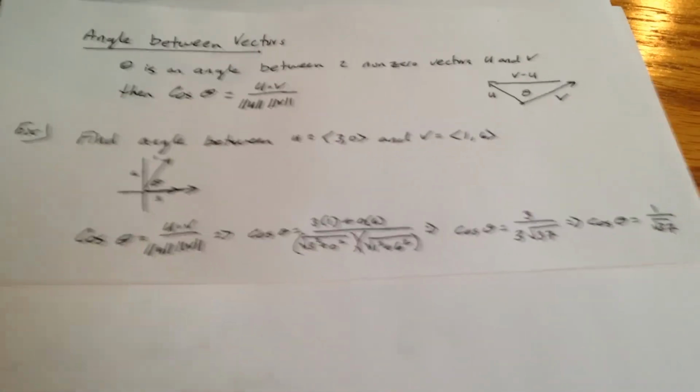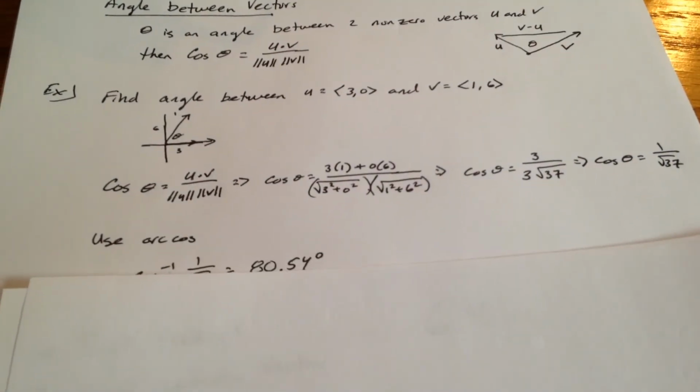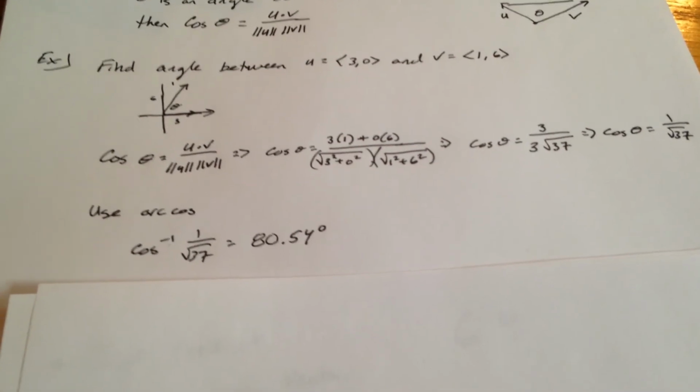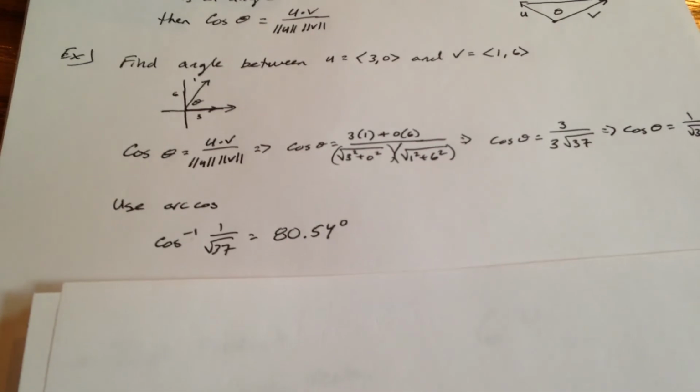We just have to use the inverse cosine, the arc cosine, to find that angle. The inverse cosine of 1 over root 37 is 80.54 degrees. That would be the angle theta between those two vectors.